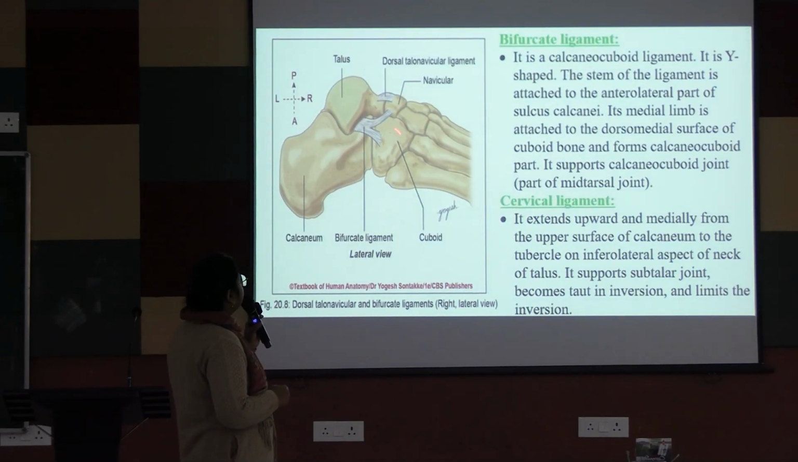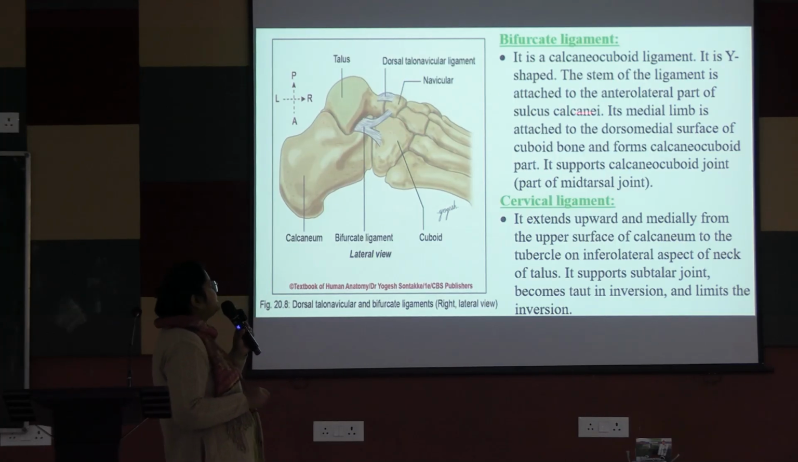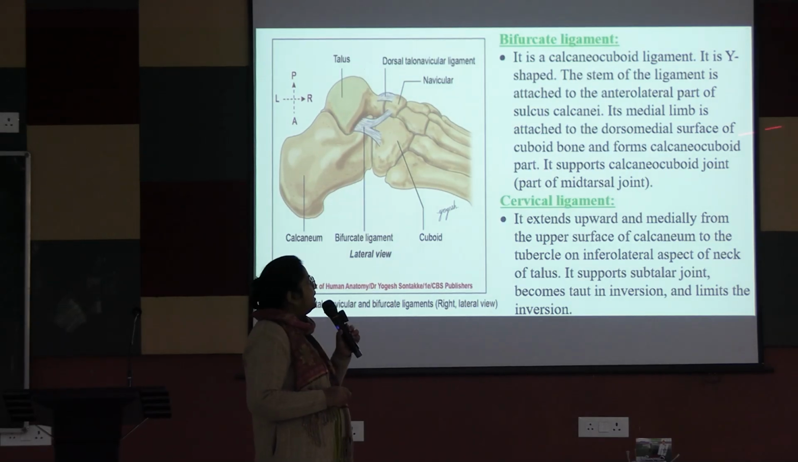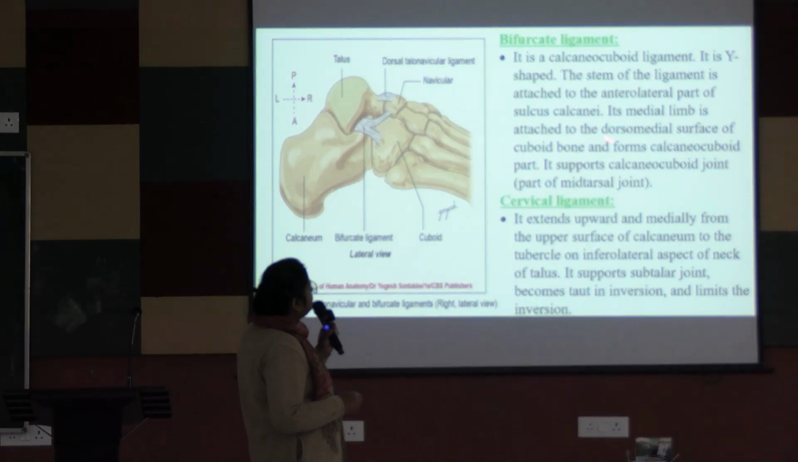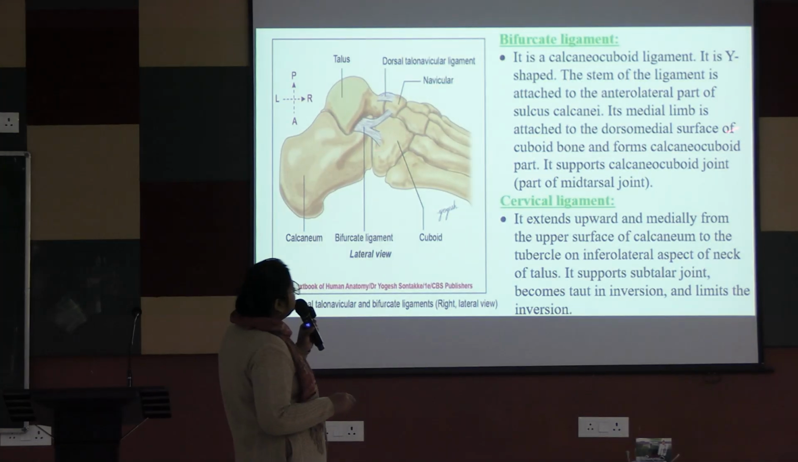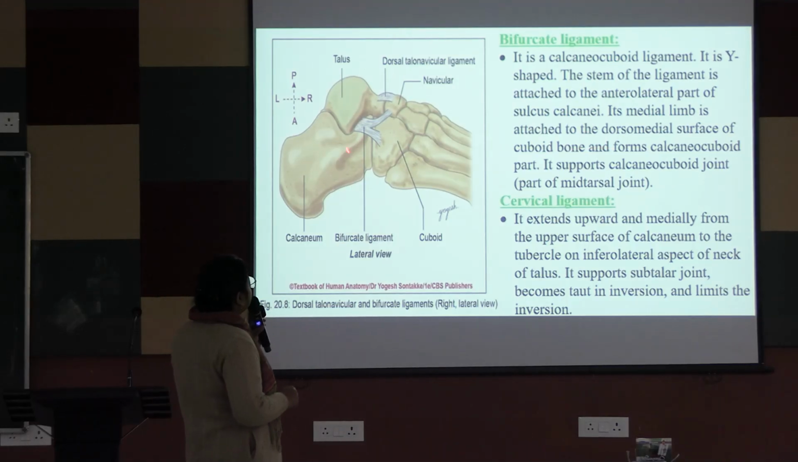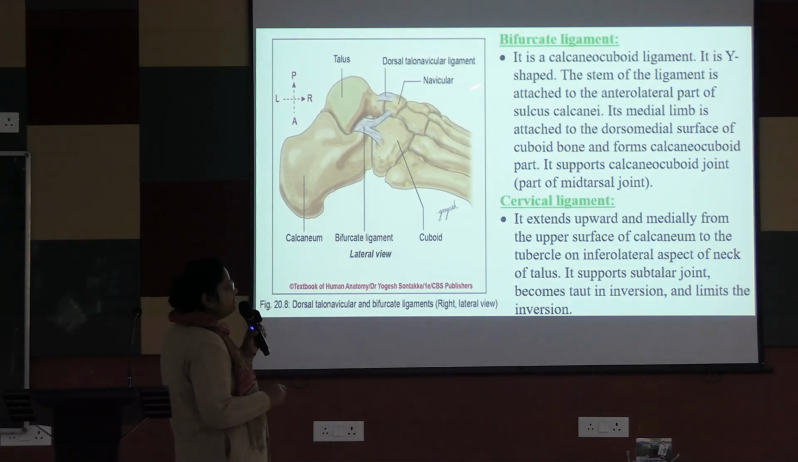Next is the bifurcate ligament. This one is the bifurcate ligament. It is a calcaneocuboid ligament. The stem of the ligament is attached to the anterolateral part of the sulcus calcanei, and the medial limb is attached to the dorsomedial surface of the cuboid bone and forms the calcaneocuboid part, and it supports the calcaneocuboid joint. Another limb is going to attach to the navicular.